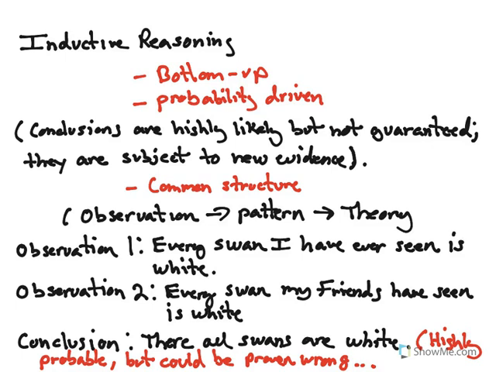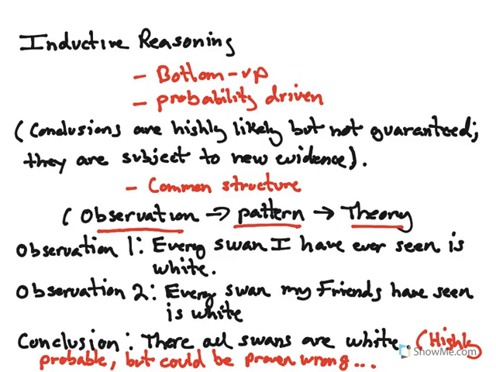Now, inductive reasoning is bottom-up, and it's probability driven, which means that the conclusions are highly likely, but are not guaranteed. They are subject to new evidence. The common structure would be observation and a pattern, which yields a theory. So we have observations, and then we want to see if there's a pattern, and based on that pattern, is there a theory or conclusion that we can come up with.